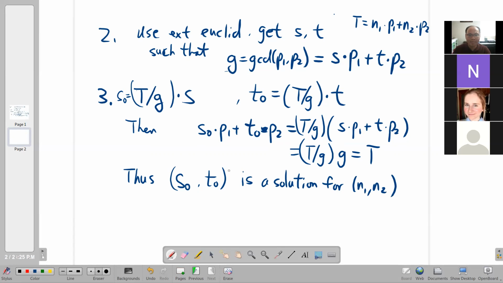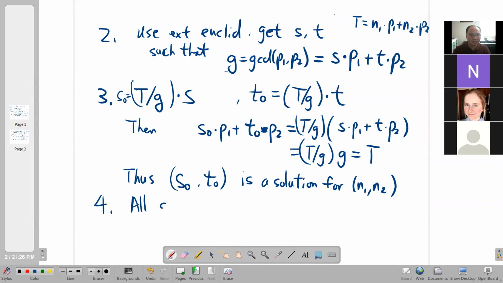But of course, this may not be okay, because even though these are integers, it may be that N1 and N2, not both of them are positive. It could be that one of them is negative, but at least you got one solution. So this is the first part, to get any solution at all. And then the last part is, it turns out that if there's one solution, there's actually an infinite number of solutions.